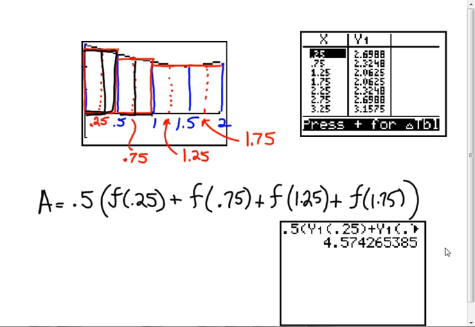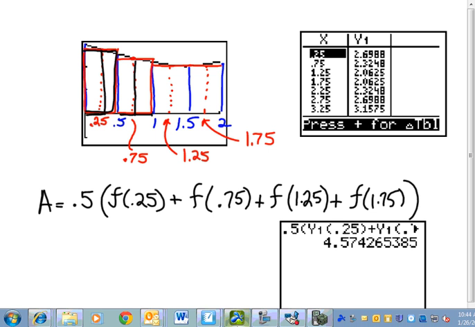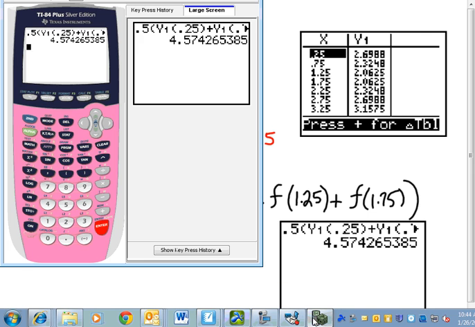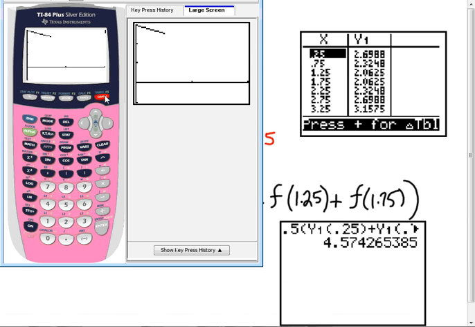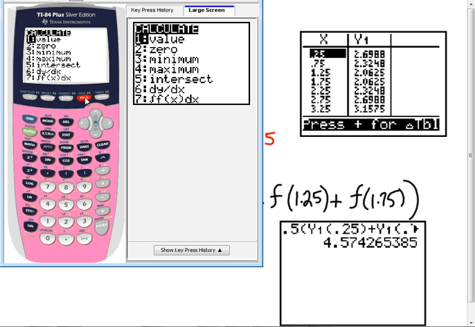Yeah, I thought, well, it's not bad though. Let's do the exact answer, might as well since we're here. So here's my graph. Remember how to do this? You go second, calculate, and you want to find that little curve. That's S for sum.